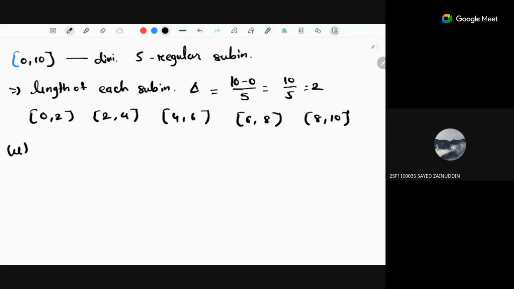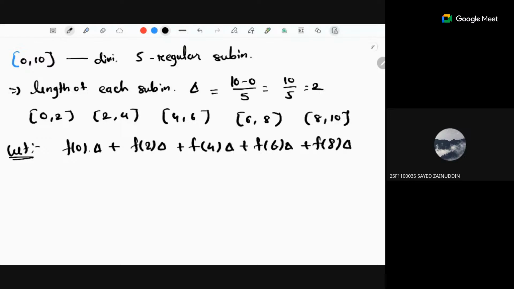So for left Riemann sum, what I need to do is calculate the function value at left endpoints multiplied by delta. So that would be equal to f of 0 into delta plus f of 2 into delta plus f of 4 into delta, f of 6 into delta, and then f of 8 into delta. So I can take delta common, that is 2 common, and just have to compute f of 0 plus f of 2 plus f of 4 plus f of 6 plus f of 8.